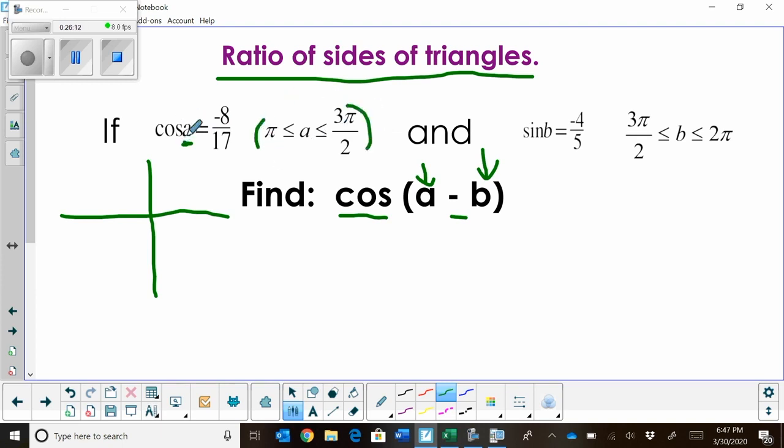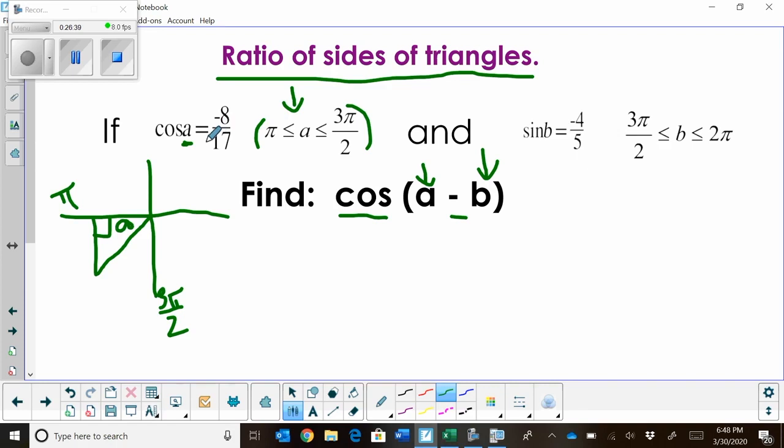So if cosine of A is equal to -8/17, we are in quadrant what? Well, what's pi to 3 pi halves? That's going to be quadrant 3. I'm then going to draw my reference angle. We know reference angles come out of the origin and go back and touch which axis? The x-axis. So there's angle A.